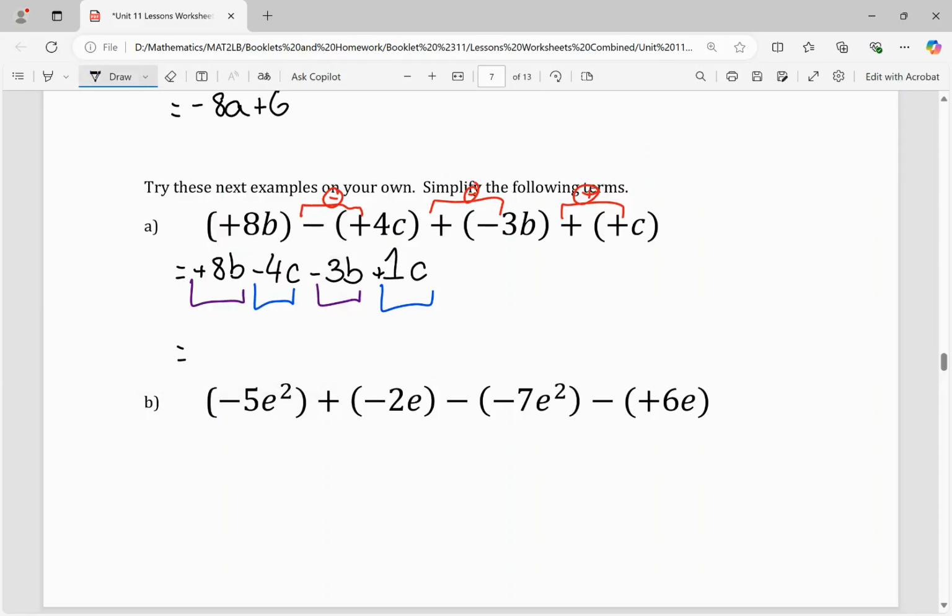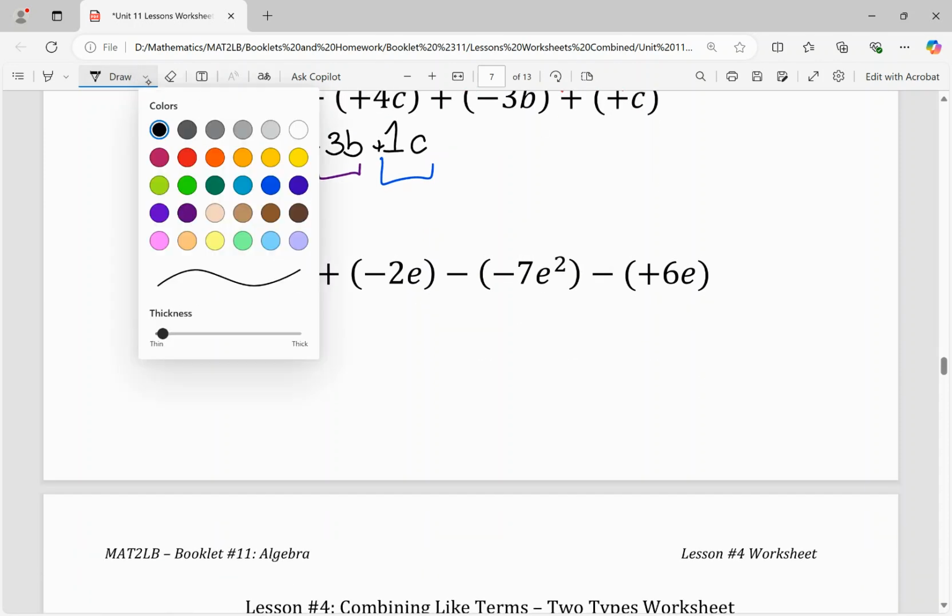Let's start with the b's. Let's start with the purple. So we have positive 8 minus 3, which gives us 5, and the variable is b. And then we have negative 4 plus 1. Don't forget that negative. Negative 4 plus 1 gives us negative 3c. And then you're done.